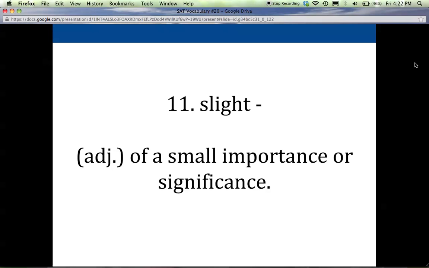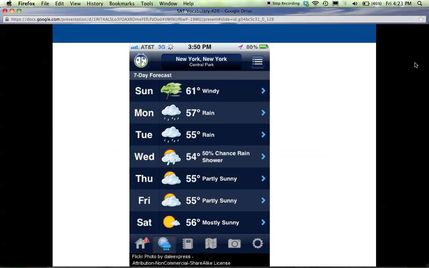Eleven is slight, and someone or something that is described as slight is of a very small stature. So someone who's described as slight is just a very small person. Maybe they have really delicate bone structure, maybe they're very thin. Slight can also describe something that's not a lot, that doesn't have a lot of importance or significance. And so it can describe a small amount of that too.